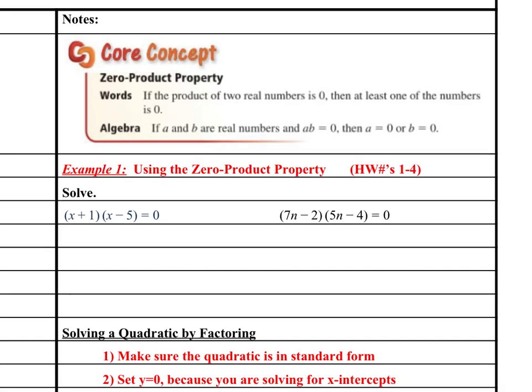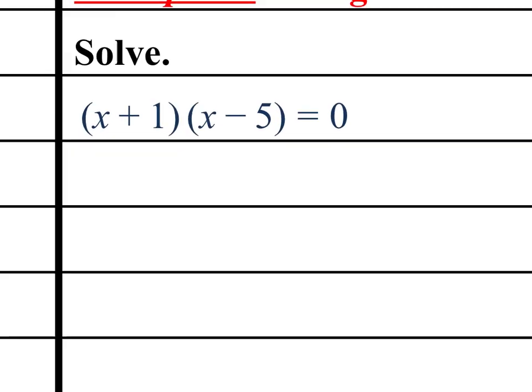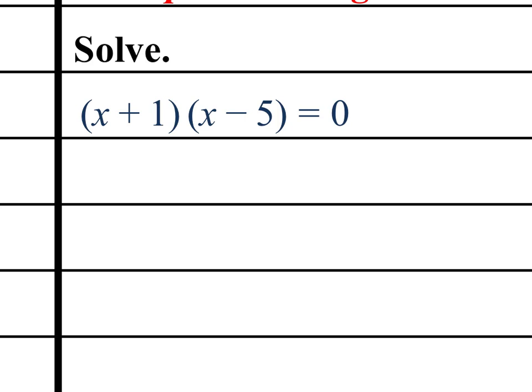So you have a product here. These two factors, x minus 1 and x minus 5, multiply together to get 0, which means that either one of them or both of them have to be 0. So when you see this, you need to set both of them equal to 0. Either x plus 1 equals 0 or x minus 5 equals 0. We're going to figure out what those values could be.